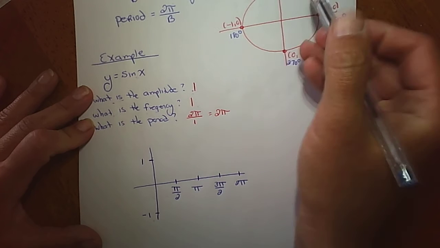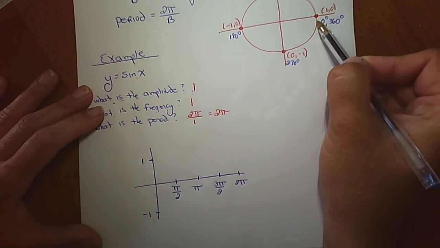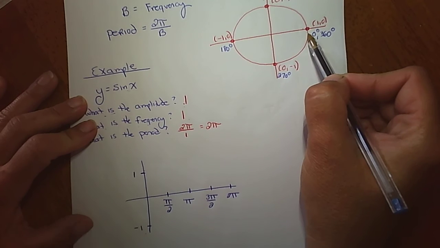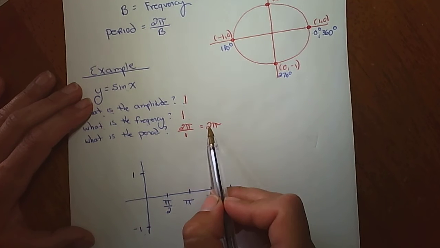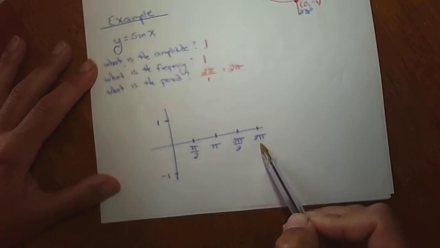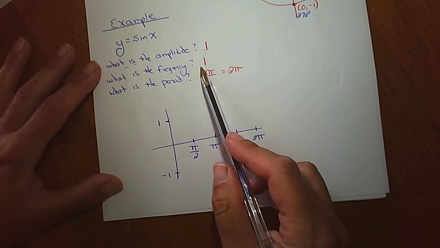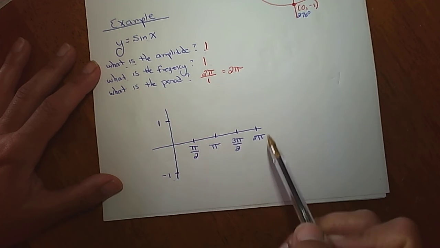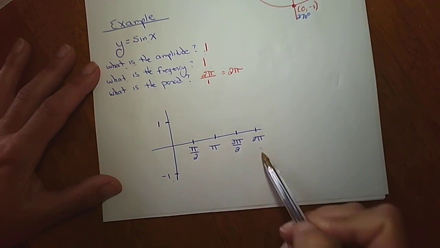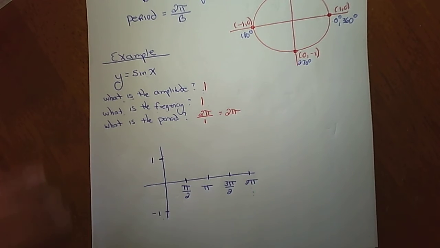Now we're taking 1 trip around the circle, right? Notice what the period is. Notice what the last thing was I wrote on here. 1 trip around the circle means we should stop at 2 pi. That's what the period tells us. Now watch how the graph is going to work.